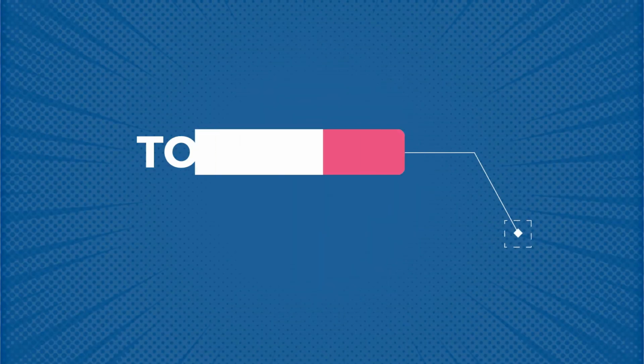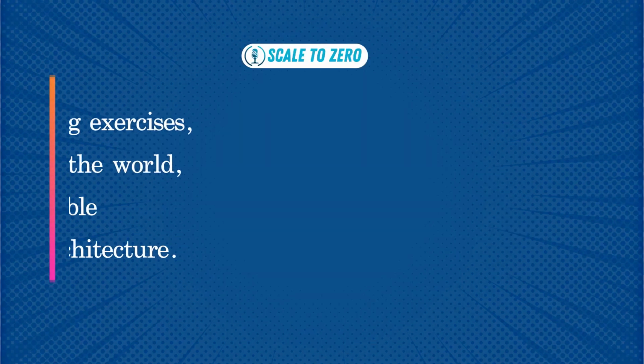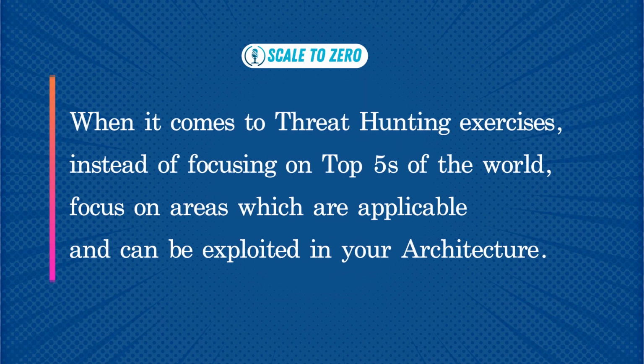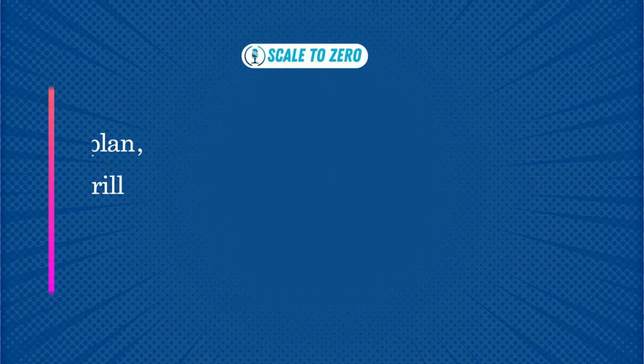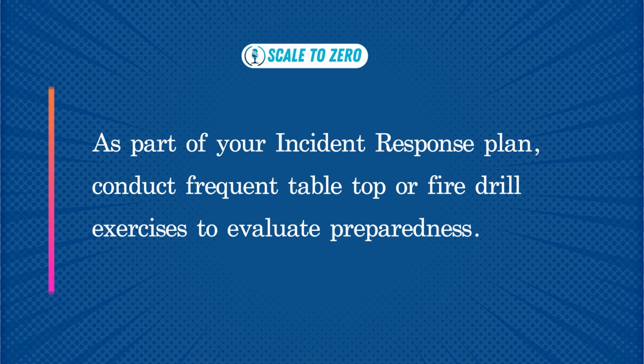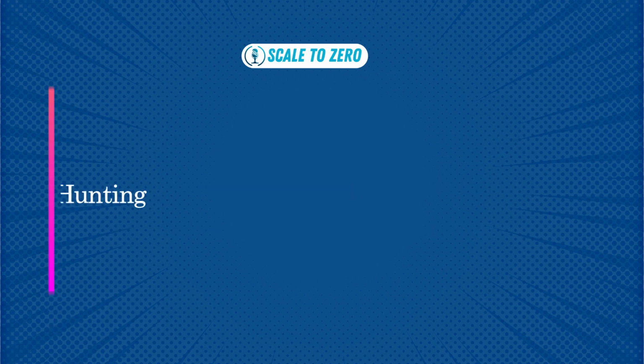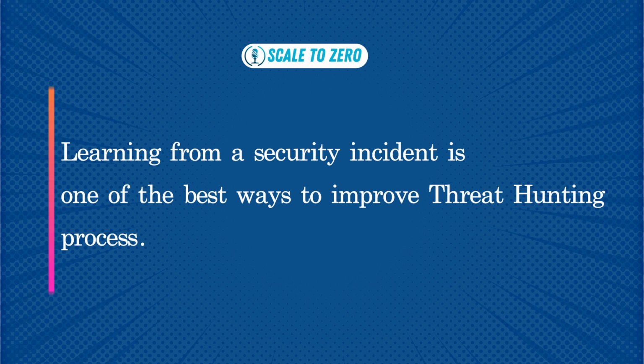Here are a few important points I could gather. The first one is, when it comes to hunting exercises, instead of focusing on the top fives of the world, focus on areas which are applicable and can be exploited in your architecture. The second one is, as part of your incident response plan, conduct frequent fire drills or tabletop exercises to evaluate preparedness. The third one is, learning from a security incident is one of the best ways to improve the threat hunting process. So let's go to the rapid fire section now.